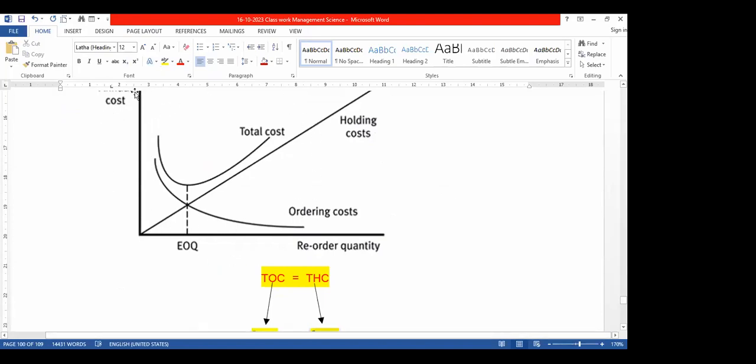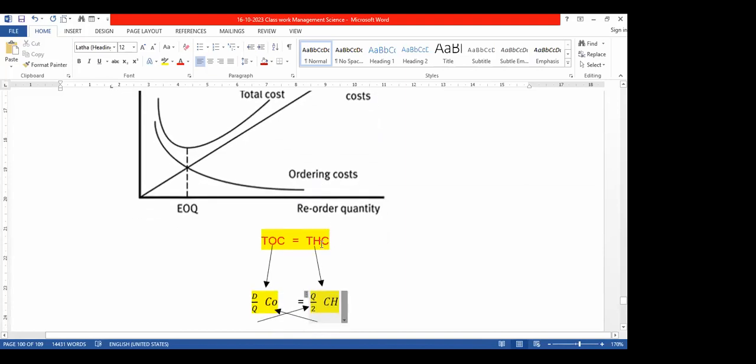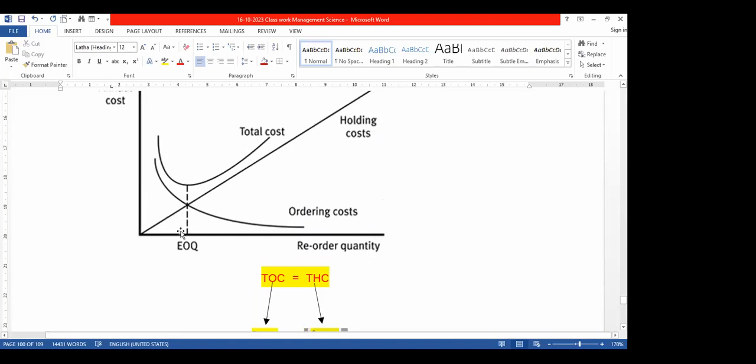You see the graph, the diagram shows how these cost patterns are moving. In the cost movements, you see OC is equal to HC, that should be equal because the total cost is minimized, that EOQ is decided. That's why it's OC equal to HC.